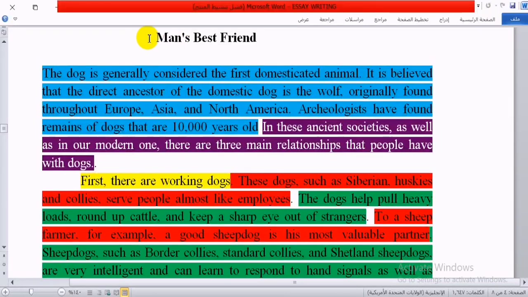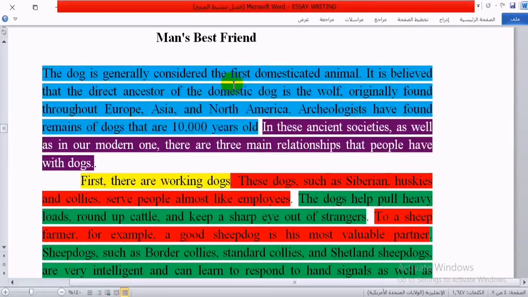So the title, as you notice, is the same: "Man's Best Friend." We start with some general statements about the topic, then we move to be more specific, writing the thesis statement about which the paragraphs discuss. The dog is generally considered the first domesticated animal. It's believed that the direct ancestor of the domestic dog is the wolf, originally found throughout Europe, Asia, and North America. Archaeologists have found remains of the dog that are 10,000 years old.